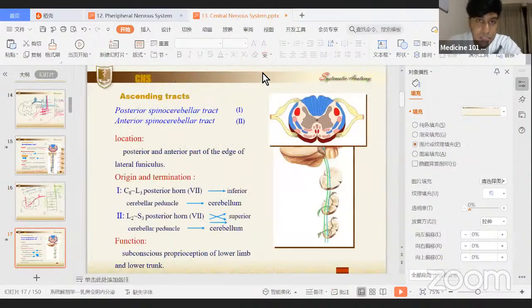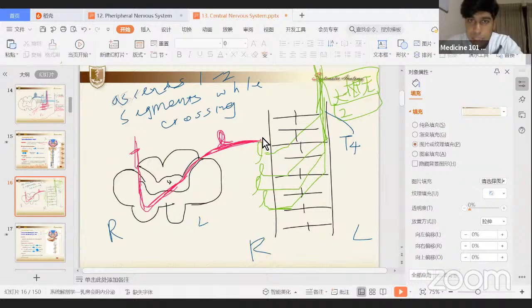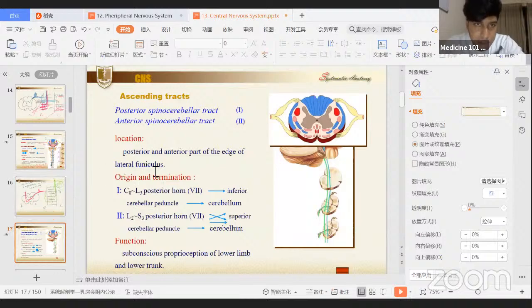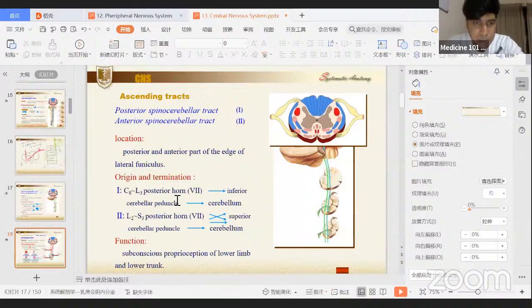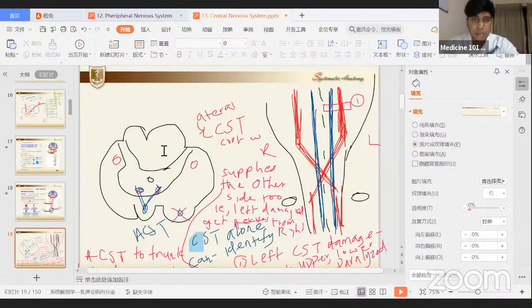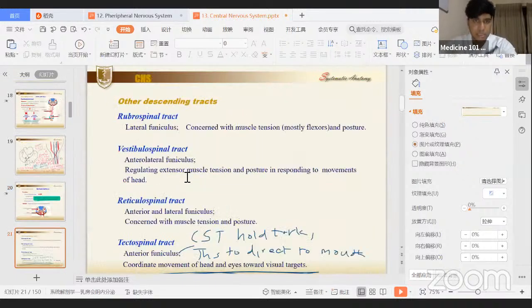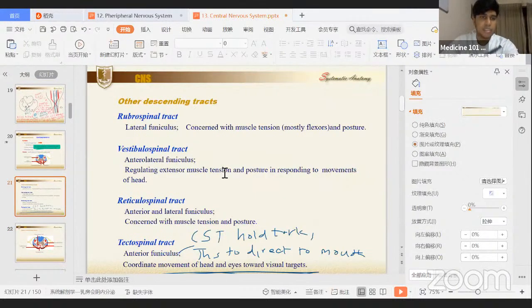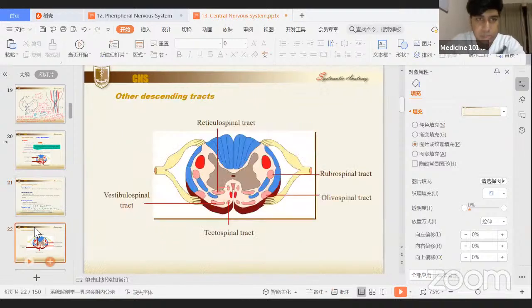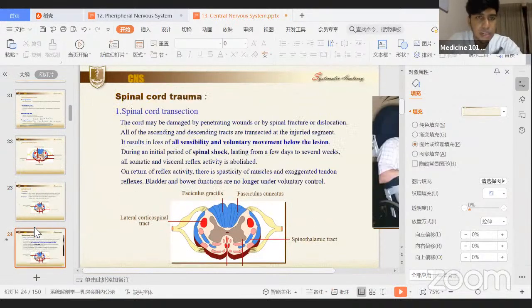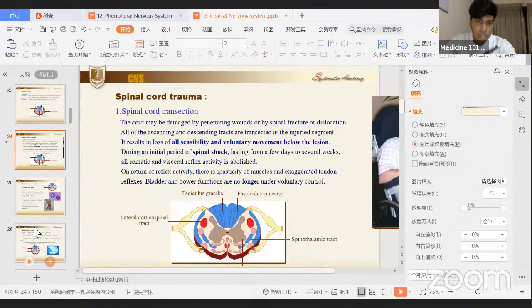These are basically, guys, am I sharing the PowerPoint? Yes, okay. So here are the spinocerebellar tracts. I didn't do that because I felt it might be a bit too much. It's not hard. If you don't understand it, I'll explain it. And here are the extrapyramidal tracts: tectospinal, reticulospinal, rubrospinal. The rubrospinal tract goes to something called the red nucleus, which is found in the midbrain. I didn't do these.